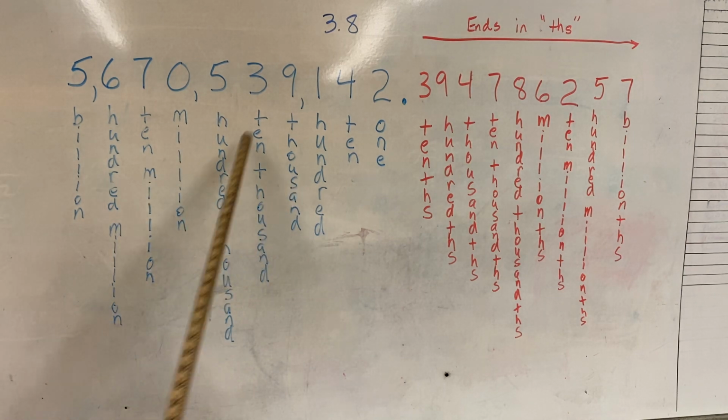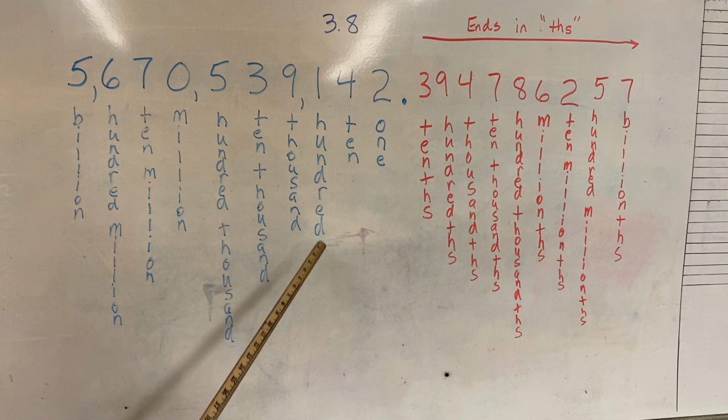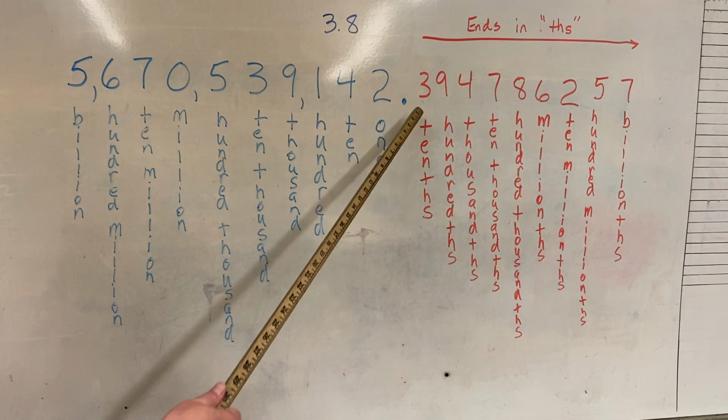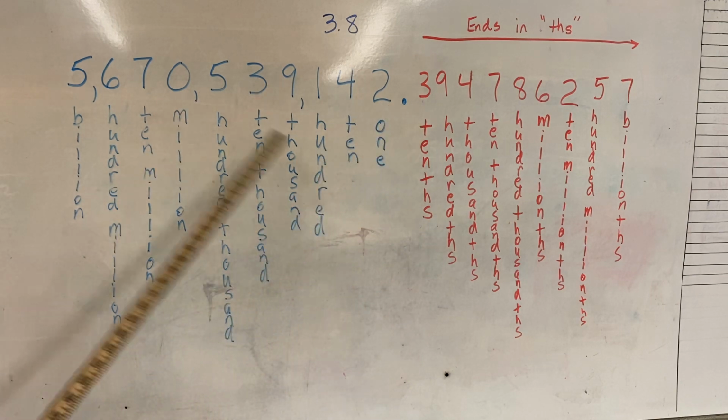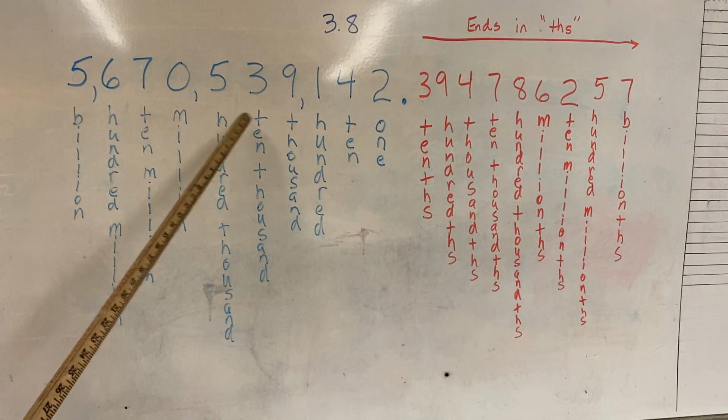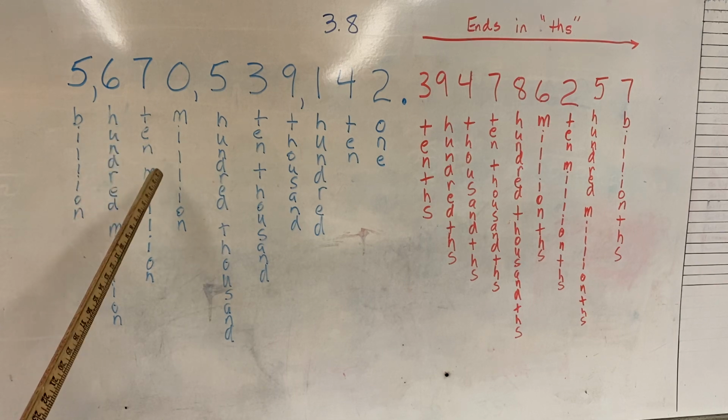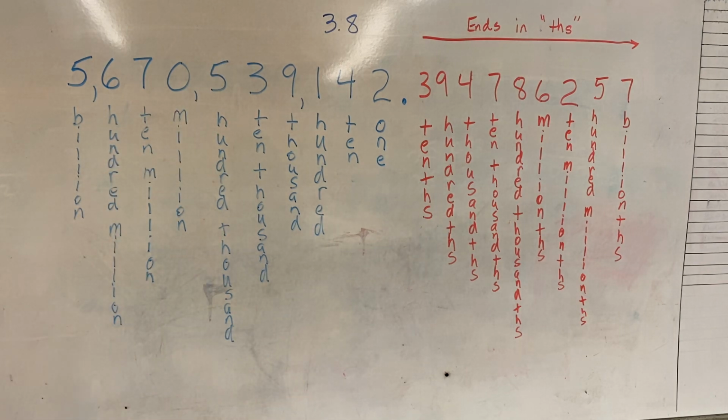But anyway, whenever you're asked questions about place value, if it ends in THS, you know that you're dealing with the right side of the decimal. If it doesn't end in THS, you're dealing with the left side of the decimal. So keep that in mind and use this as a reference.